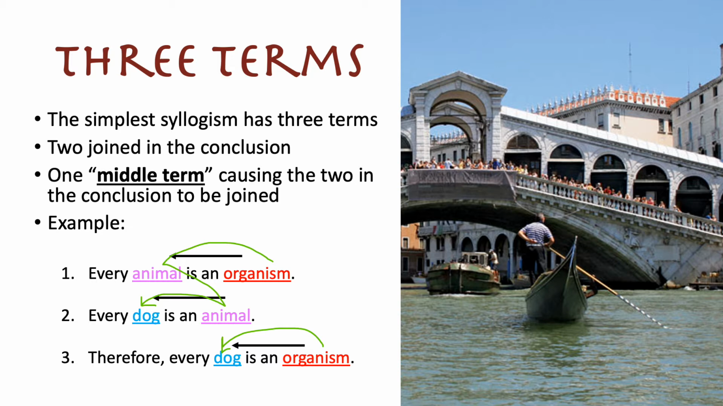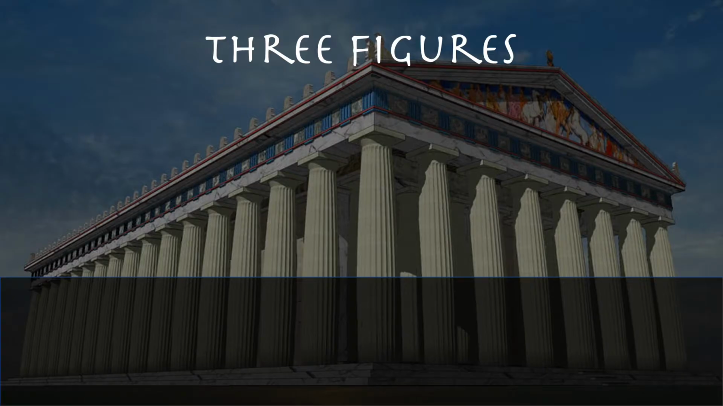Thus, the conclusion has two terms which are forced to be related to each other in virtue of the way that some third term, namely animal, or the middle term, is related to the two terms in the conclusion. In this simplest form of syllogism, in which there are three terms, namely the two in the conclusion and the middle term, there are three ways in which the three terms can be arranged with respect to one another.